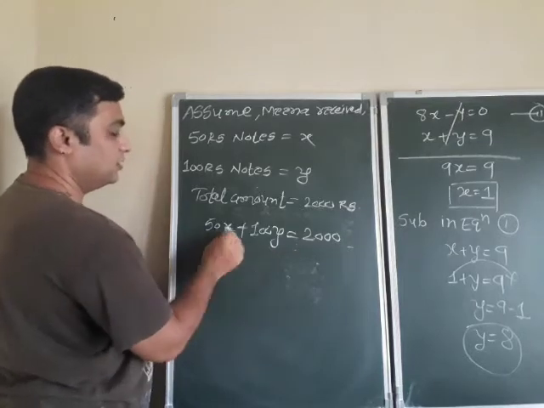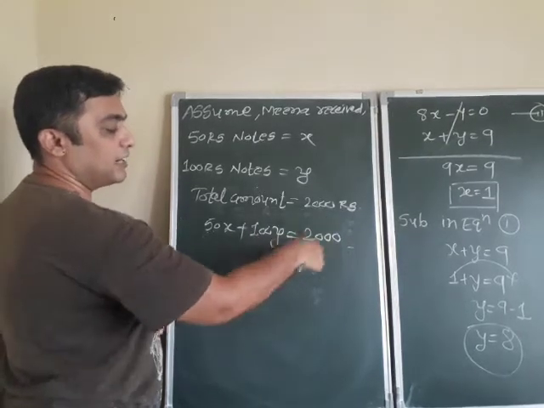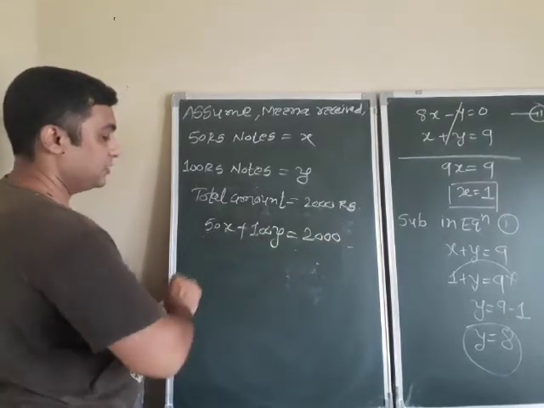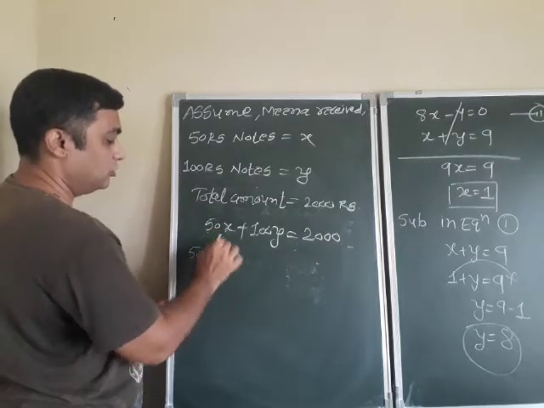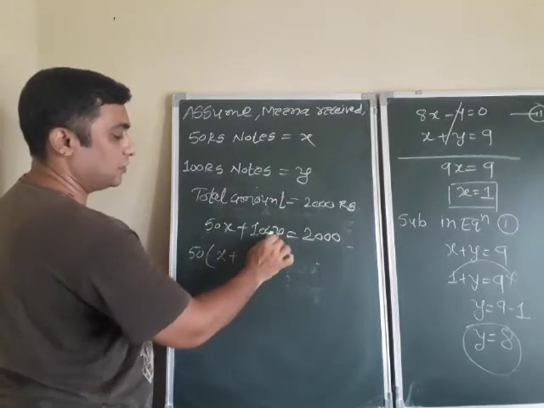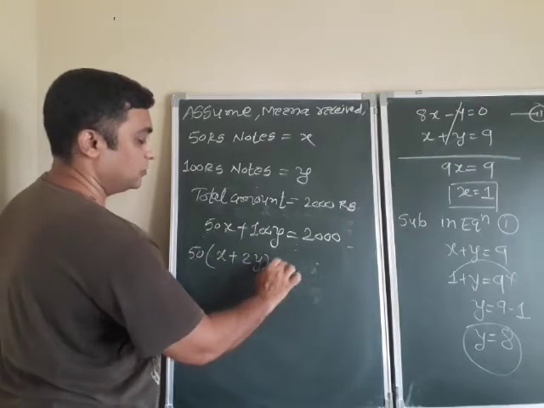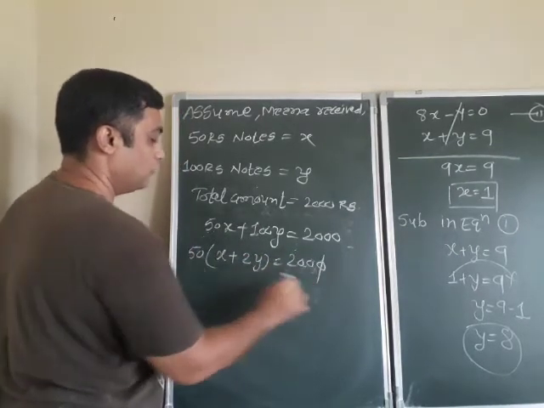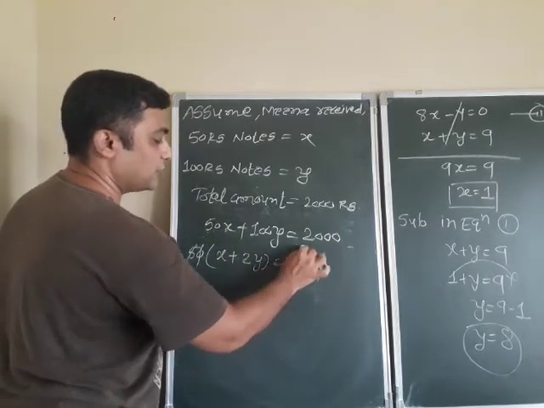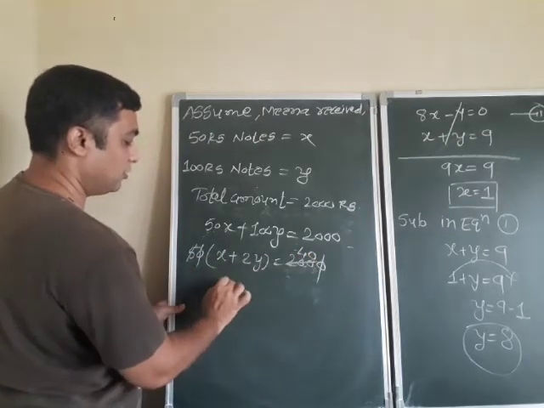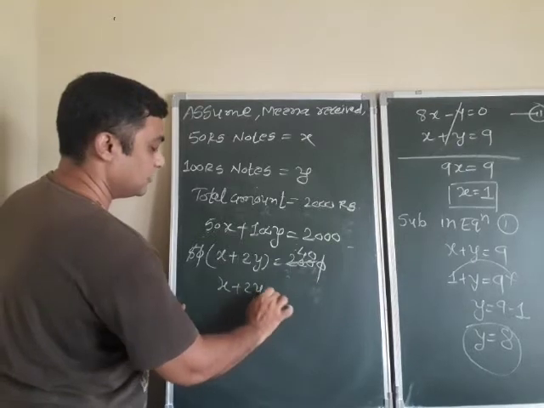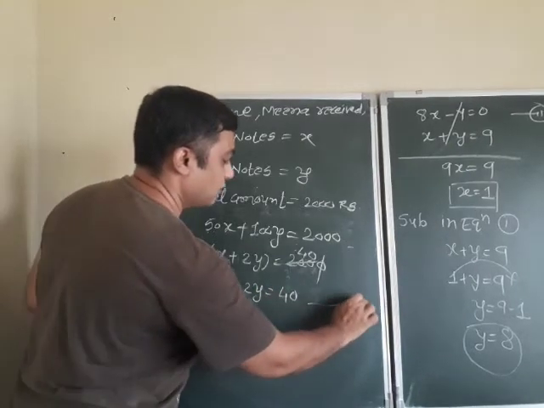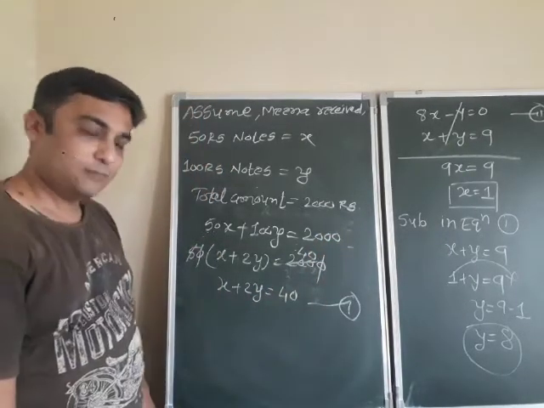Otherwise you can say 50 is common. See here, 50 is common. So here it is x plus 2y, taking 50 common, is equal to 2000. Now the zeros cancel, 5 fours are 20. So therefore x plus 2y is equal to 40. Equation number 1. Okay, ready?